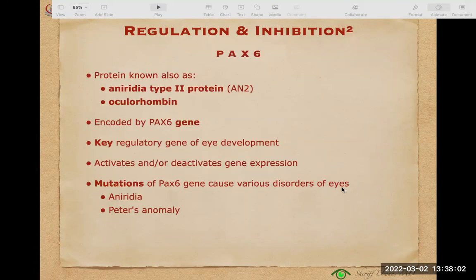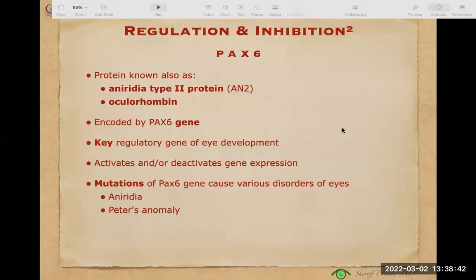The first regulatory protein is PAX6, number 6, PAX6. It's a protein known as the aniridia type 2 protein, as related to aniridia if disturbed, also called oculorhombin. It's encoded by the PAX6 gene. So it's a gene expression that leads to the formation of this protein, and it is a key regulatory gene in development of the eye. It either activates or deactivates gene expression.